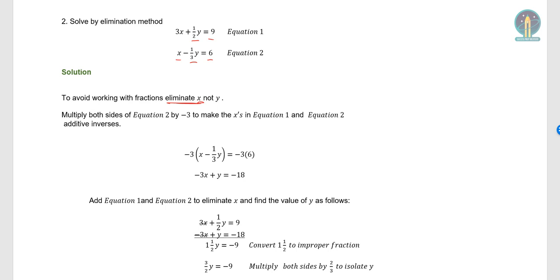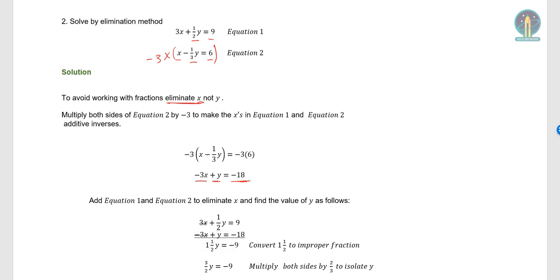So to make the x's additive inverses in both equations, we can multiply equation 2 by minus 3. Again, this is just one's choice. You can choose otherwise, but in this case, it would be a reasonable choice to make. We choose to multiply this second equation by minus 3, which gives us minus 3x plus y, right? We get rid of the minus 1/3, equals minus 18. So 6 times minus 3 is minus 18.